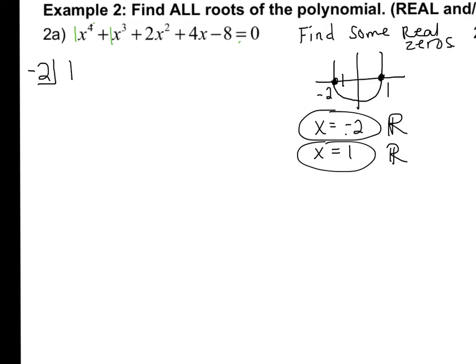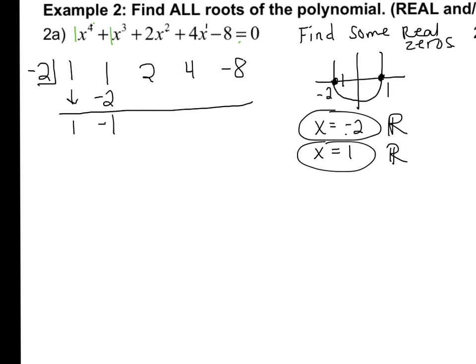So I'm bringing a 1 down. Oh, by the way, let's see if we have any skips. 4, 3, 2, 1, nothing. Okay, no skips. So 1, 1, 2, 4, and -8, just like you were practicing in section 6-4. We'll drop down the 1. -2 times 1 is -2.